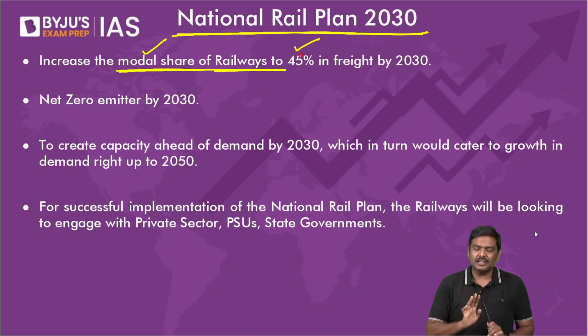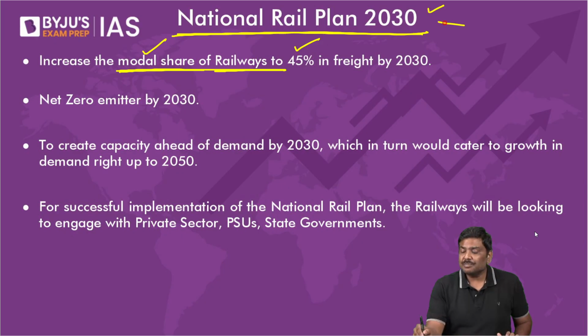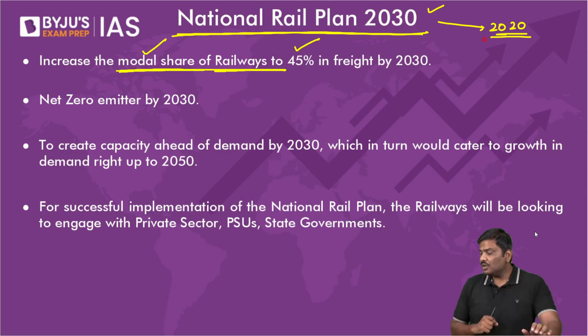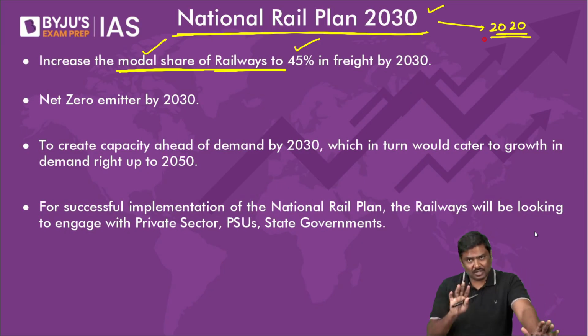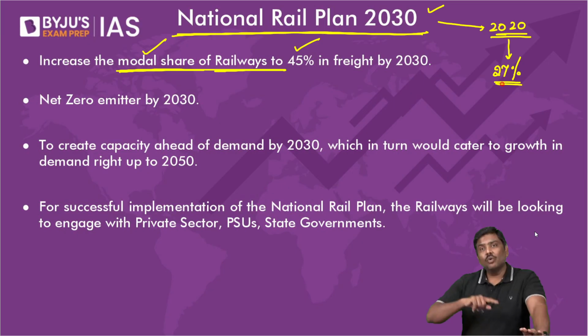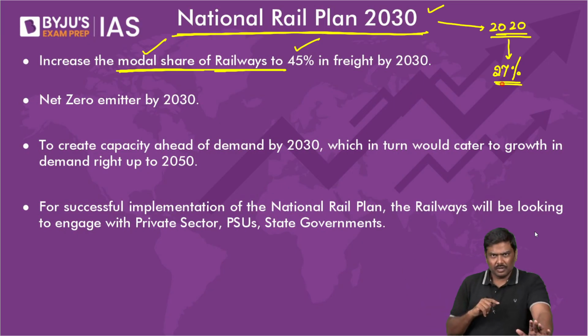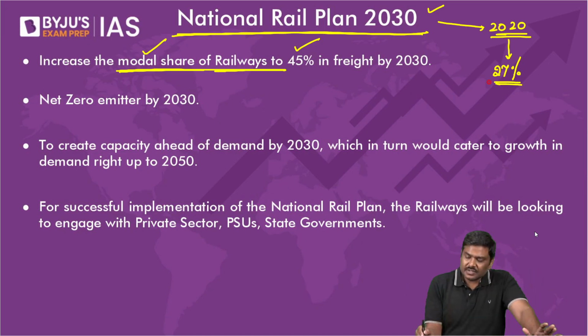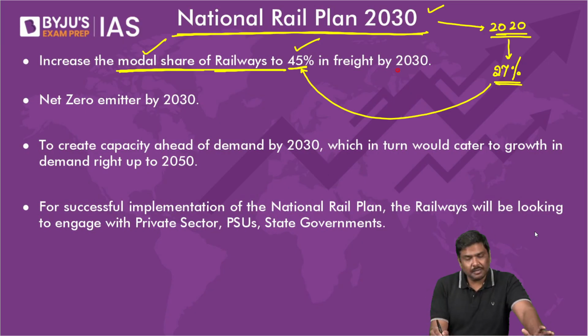In fact, please understand this. The plan was proposed in 2020. So in 2020, the Indian Railways accounted for 27% of total mode of transportation in India. Right? Now, Government of India says from 27, I want it to become 45% by 2030.